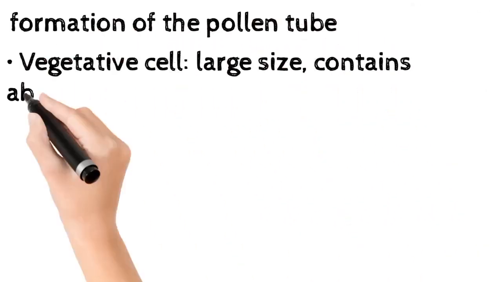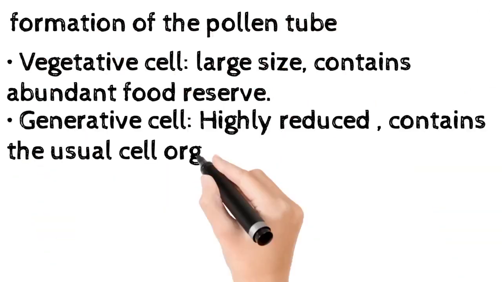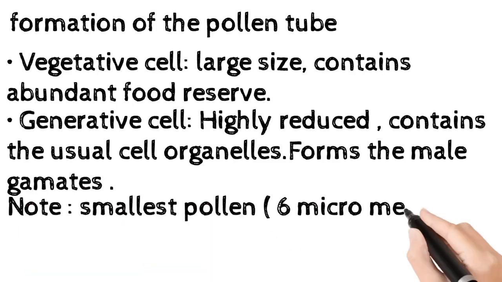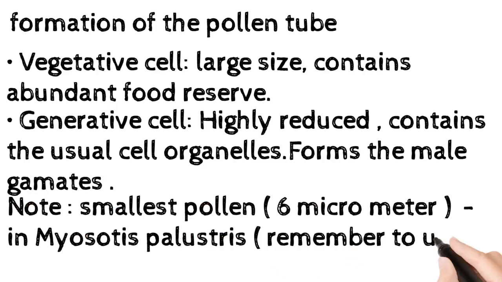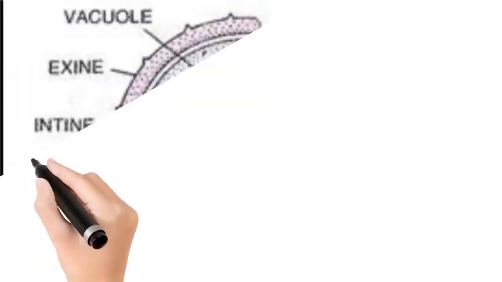Vegetative cell: large size, contains abundant food reserve. Generative cell: highly reduced, contains the usual cell organelles, forms the male gametes. Note: the smallest pollen, 6 micrometer, is in Myosotis palustris (forget-me-not). Here is a diagram of a pollen grain.